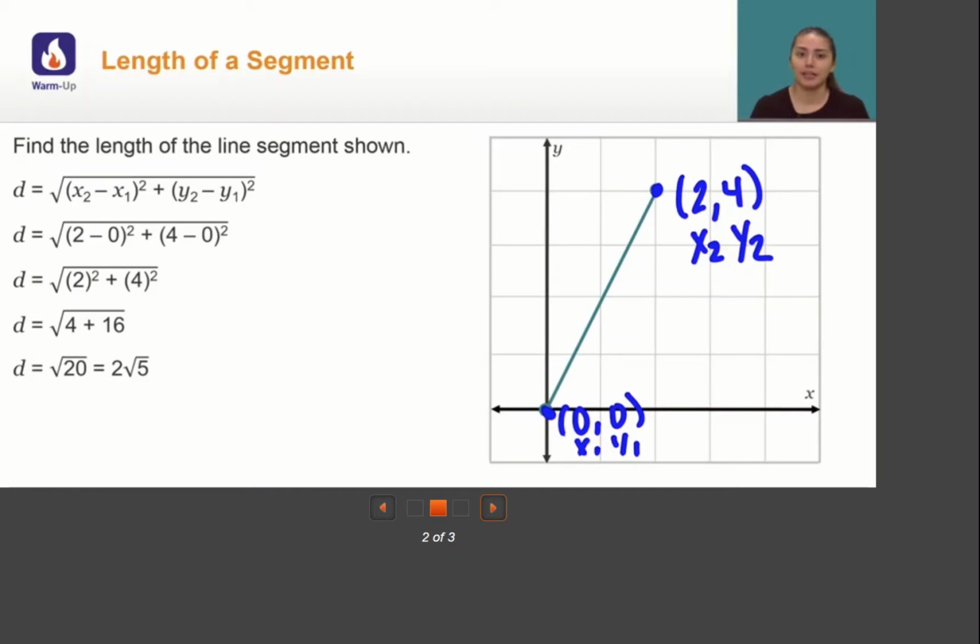We can also think of the line segment as the hypotenuse of a right triangle. The distance formula is derived from the Pythagorean theorem. A squared plus b squared is equal to c squared. And we could see the lengths of the legs of the right triangle are here, 2 and 4. We can get these lengths by subtracting the x and the y coordinates of the points. Next, check your knowledge of finding the length of a line segment.